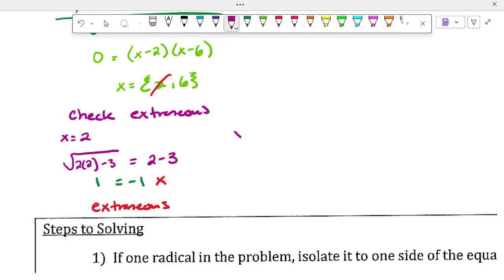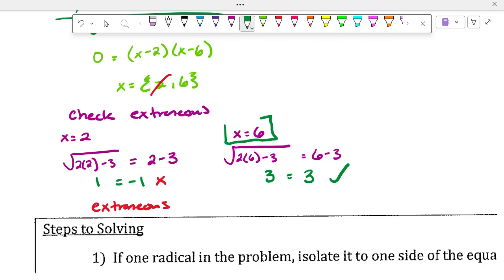Now I'm going to check when x is equal to 6. So the square root of 2 times 6 minus 3 is equal to 6 minus 3. So what's 2 times 6? Minus 3? 9. Square root of 9? 3. What's 6 minus 3? 3. Is that a true statement? Yep. So 6 is my solution.